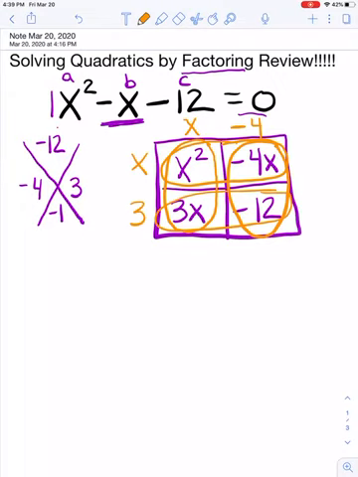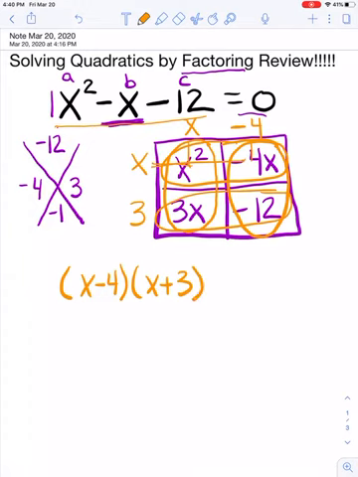As always, when you're done, check your multiplication. Is x times x, x squared. Is x times negative 4, negative 4x. Is 3 times x, 3x. Is 3 times negative 4, negative 12, which in fact looks like everything works out. So I think I've done everything correctly so far. From here, I'm going to go ahead and rewrite my quadratic in factored form. So instead of x squared minus x minus 12, I'm going to rewrite it as x minus 4 times x plus 3. Again, this is all still set equal to 0.